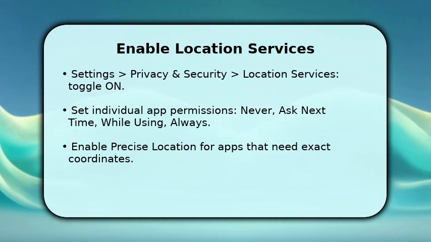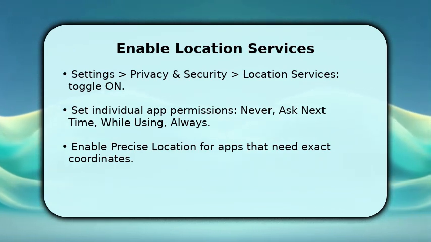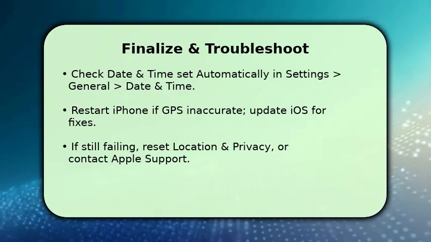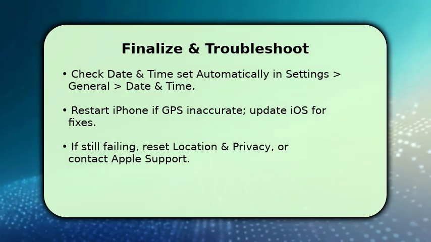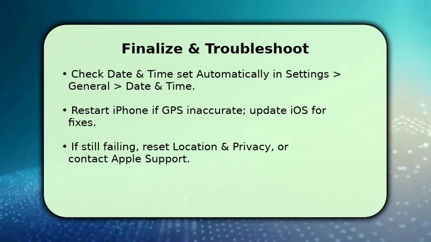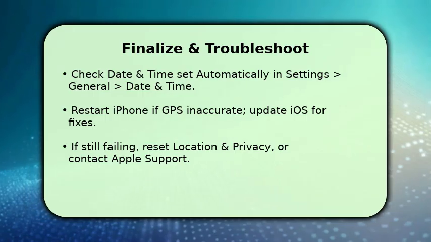You're finishing up by verifying system settings and handling problems. Make sure date and time is set automatically so GPS satellites sync properly, then test maps or your app. If location seems off, restart the iPhone and try again. Many fixes appear after a reboot.